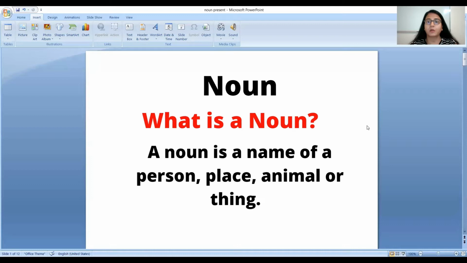So guys, today we are going to learn about the topic noun. First, let me share my screen to you. Okay, here we go. So first, we are going to learn about the definition of noun.